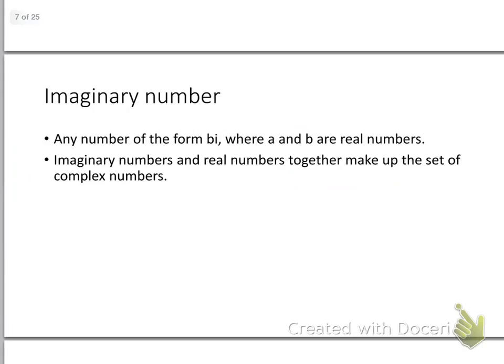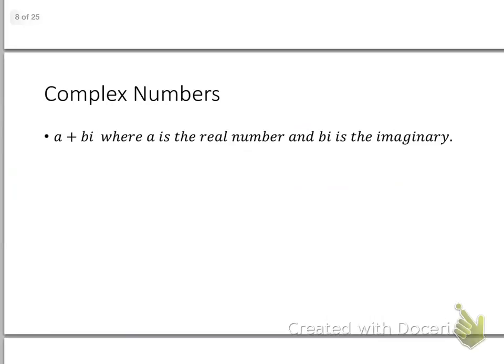Okay. Imaginary numbers are any number of the form bi, so an i attached to it, where a and b are real numbers, so like 1, 2, 3, 4, 5, 6, and so on and so forth. Imaginary numbers and real numbers together make up the set of complex numbers. So an imaginary number is just a number that's attached to i. Complex numbers are when it's an expression like this, where we can have a number added to an imaginary.